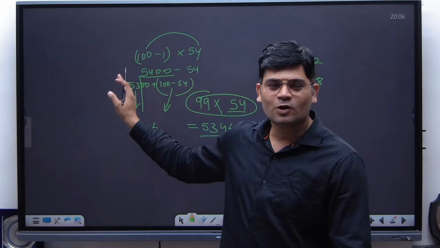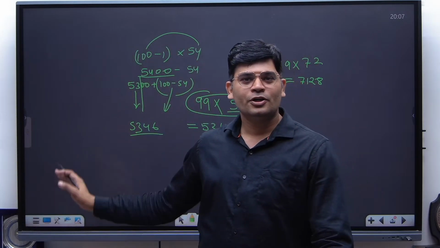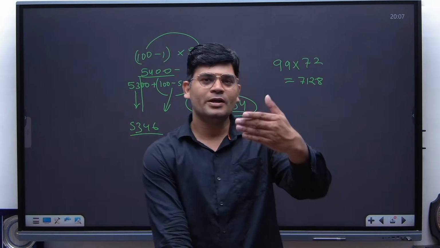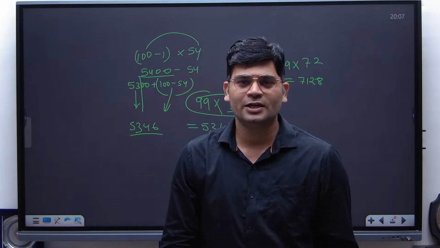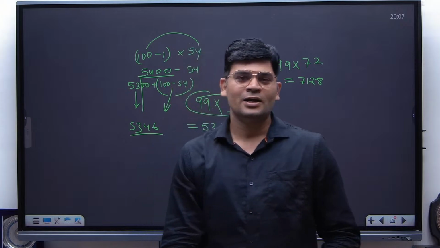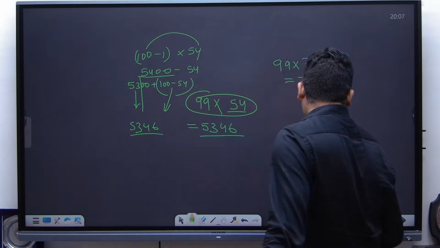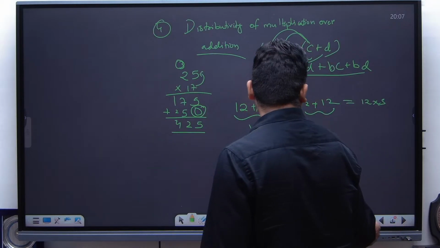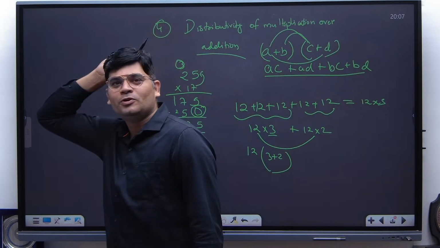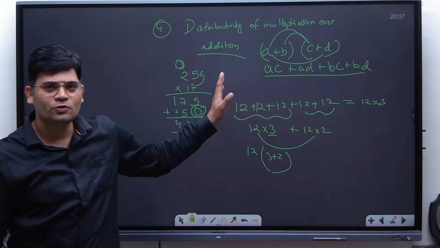This is the distributivity property of multiplication over addition. A number can be written in the form of addition and subtraction as well. Subtraction is nothing but addition of the additive inverse. We will come to additive inverse, don't worry. So right now, have you understood this property, distributivity, and what the use of this property is?